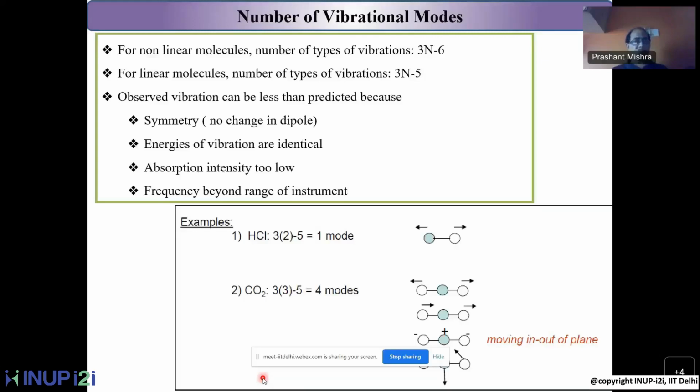But if you take CO2, n is 3 because you have C, O, O, and that is why you have 9 minus 5, that is, 4 modes you can observe in the case of CO2. So this gives you a predicted way of calculating the number of types of vibration.